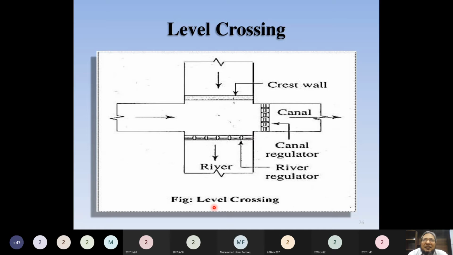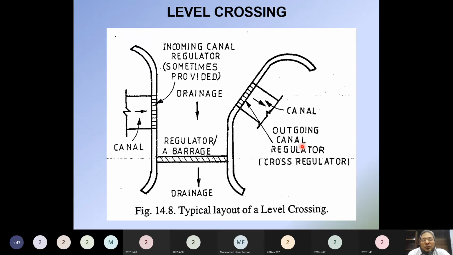So in a level crossing, how many are the main components to regulate flow? 3 components. Number 1 is the crest wall, then the canal regulator, and the river regulator. So this is one more layout plan of a level crossing. This is a drainage. Our river is flowing in this direction, and here we have provided a river regulator or a barrage. On this side we also have to provide a canal regulator, and sometimes an incoming canal regulator may be provided, but not always. The water from this canal comes here and then moves here, and these 2 gates are regulators that control the flow in the canal.